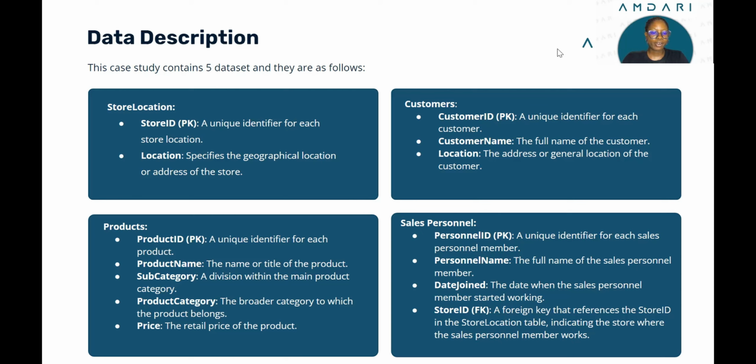The next data we have been provided with is the sales personnel data. The sales personnel data has the personnel ID as the primary key. The personnel ID is a unique identifier for each sales personnel member. We have the personnel name, which is the full name of the sales personnel member. We have date joined. The date joined is the date when the sales personnel member started working. We have the store ID. The store ID is a foreign key that references the store ID in the store location table. It indicates the store where the sales personnel member works.